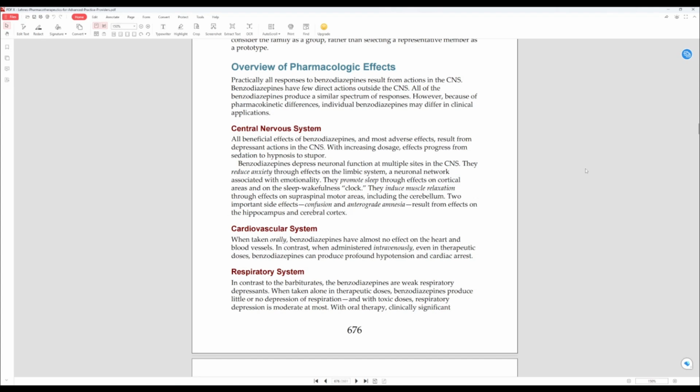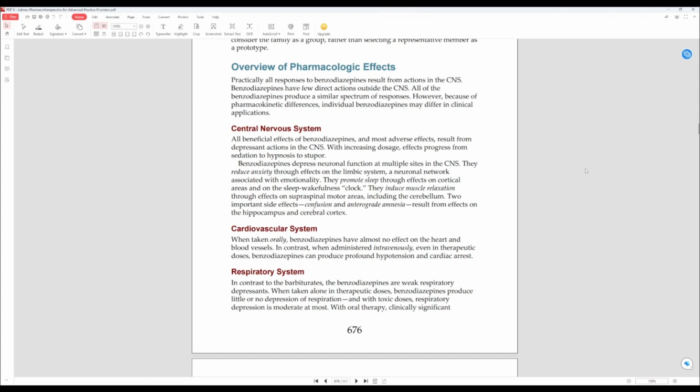So, the central nervous system. All beneficial effects of benzodiazepines and most adverse effects result from depressant action in the CNS. With increasing dosage, effects progress from sedation to hypnosis to stupor. Benzodiazepines depress neuronal function at multiple sites in the CNS.